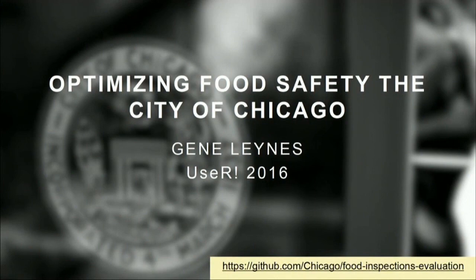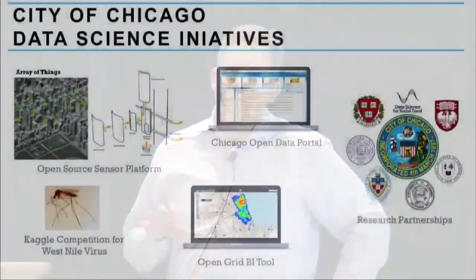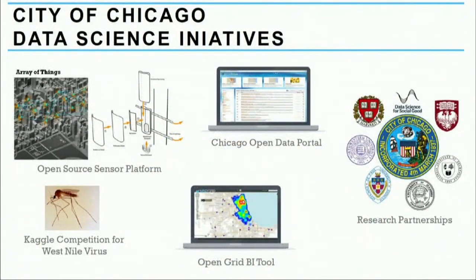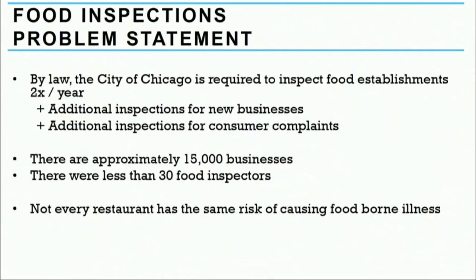And one of the best projects that we've worked on in terms of notoriety and understandability and interest has been the food inspection project. We used a number of different variables to optimize our food inspection process. But I wanted to say we're working on a lot of different things. We work with a lot of volunteers and research organizations, and we have some sensor things happening, and we have this open data portal and BI tools and a Kaggle competition. So there's lots of cool things happening. I'm only going to talk to you about the food inspection project because it's pretty representative.